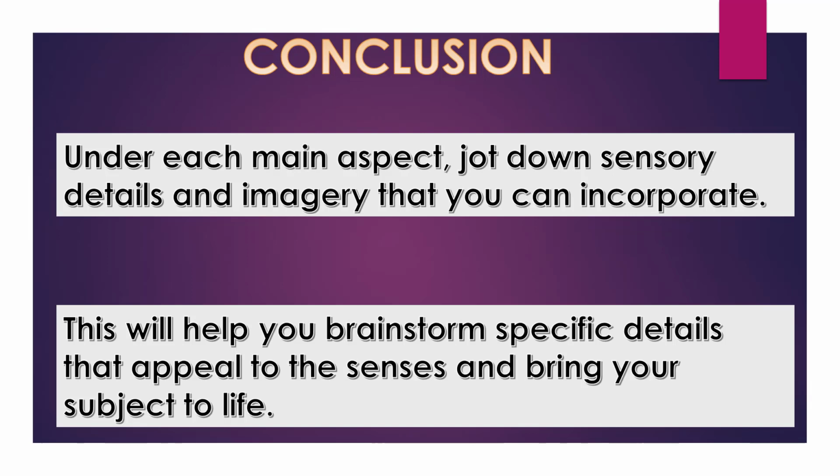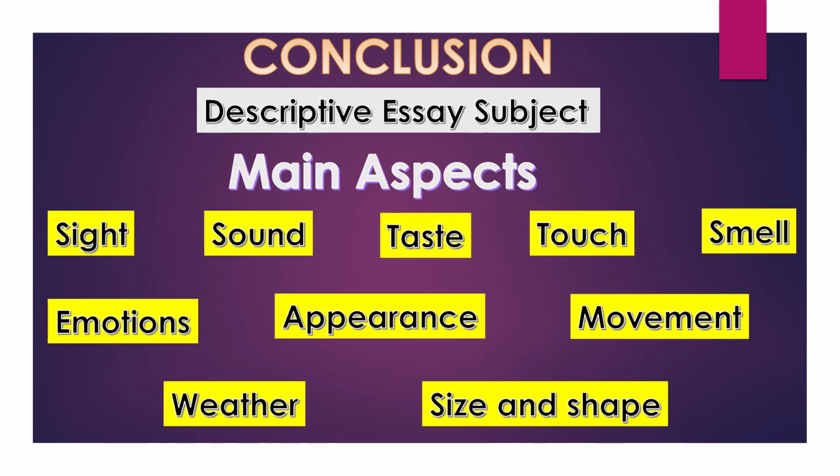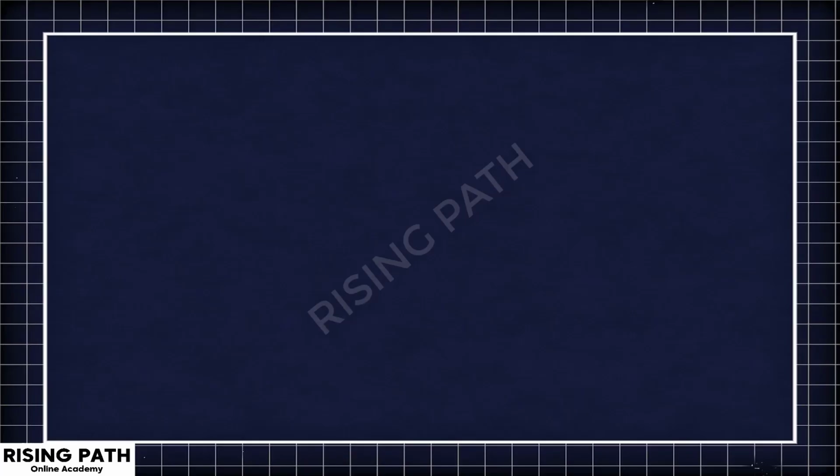So now this is the mind map, a rough sketch, you may say. Descriptive essay, you have the subject, person, place, event, then the main aspects: sight, sound, taste, touch, smell, emotions, appearance, movement, weather, size, and shape. We have discussed all these points separately.